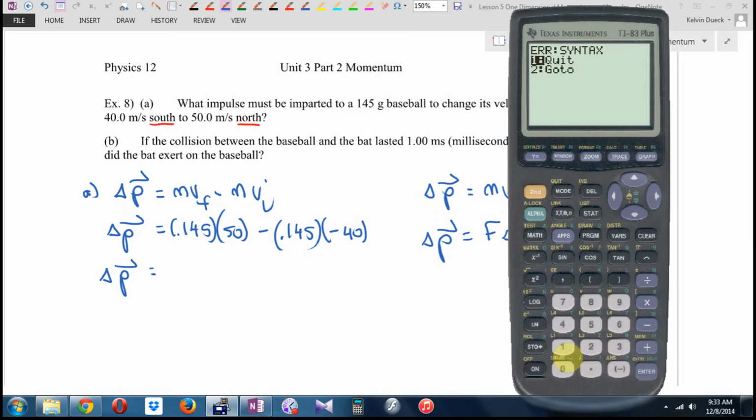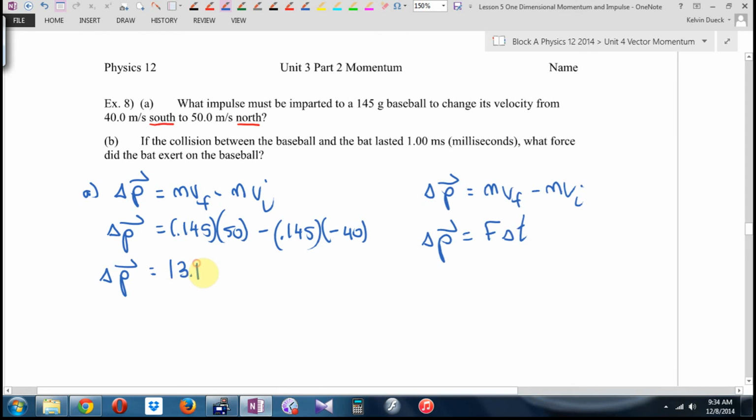Did you get, a typo apparently? How about times, Mr. Dueck? Do you get 13.05? I'll go 13.1. Units, kilogram meters per second, because change in momentum is momentum. You could also say, Logan, newton seconds. I wouldn't take marks off, but since I happen to use mass times velocity to find this impulse, I'll use kilogram meters per second.